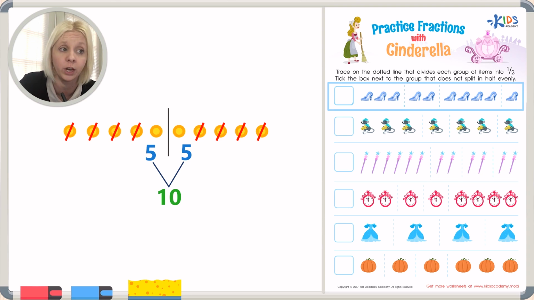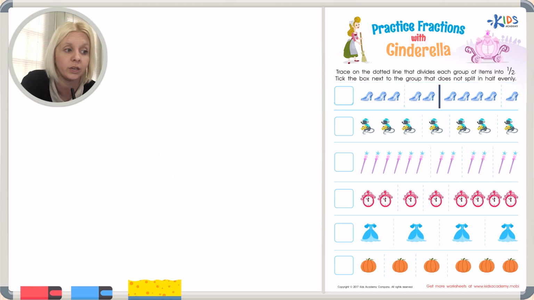So let's come over here and let's find the halfway point for our slippers here. We've got 1, 2, 3, 4, 5. So this dotted line right here is the half point, okay? And it says here the other direction was tick the box next to the group that does not split in half evenly. This one does split in half evenly, so we're not going to tick the box on this one. Let's go down to the next one.